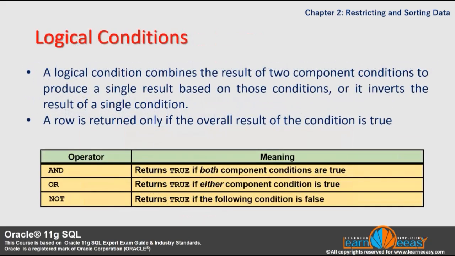Logical conditions. A logical condition combines the result of two component conditions to produce a single result based on those conditions, or it inverts the result of a single condition. A row is returned only if the overall result of the condition is true. Three logical operators are available in SQL: AND, OR, NOT. All the examples so far have specified only one condition in the WHERE clause. You can use several conditions in one WHERE clause using the AND or OR operators.